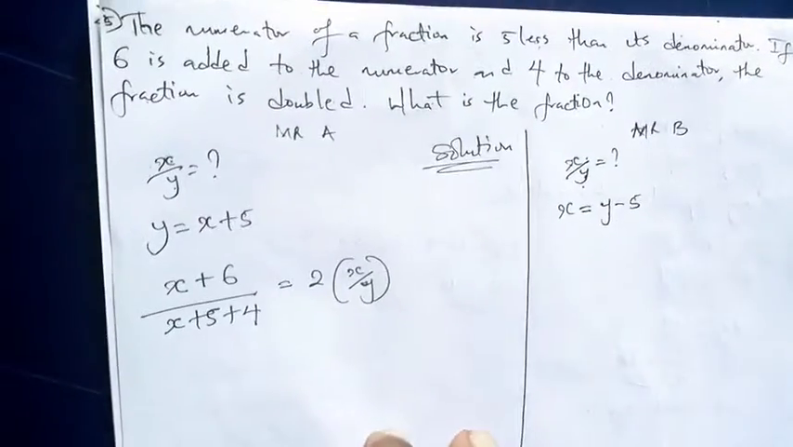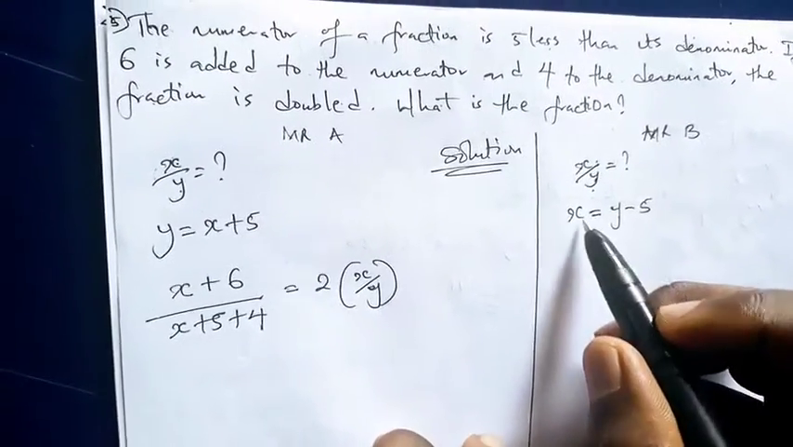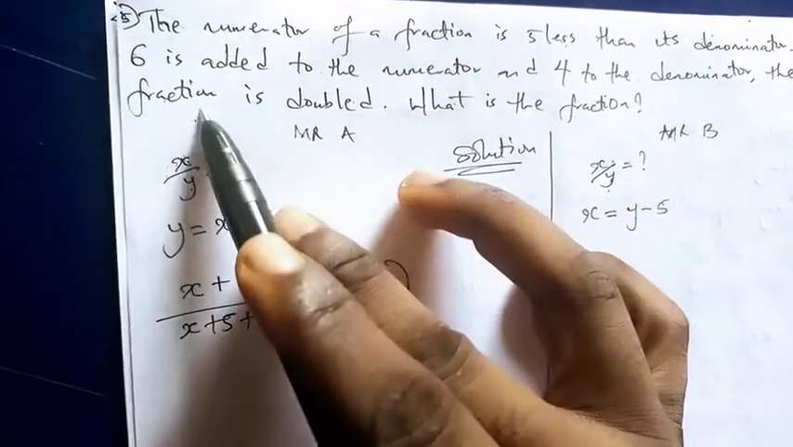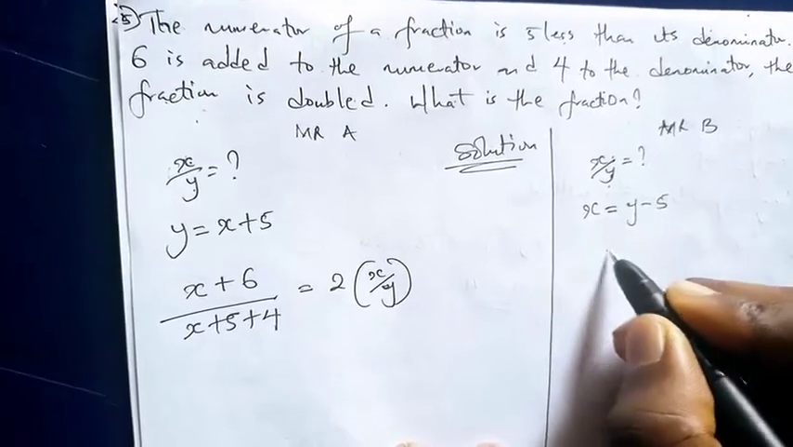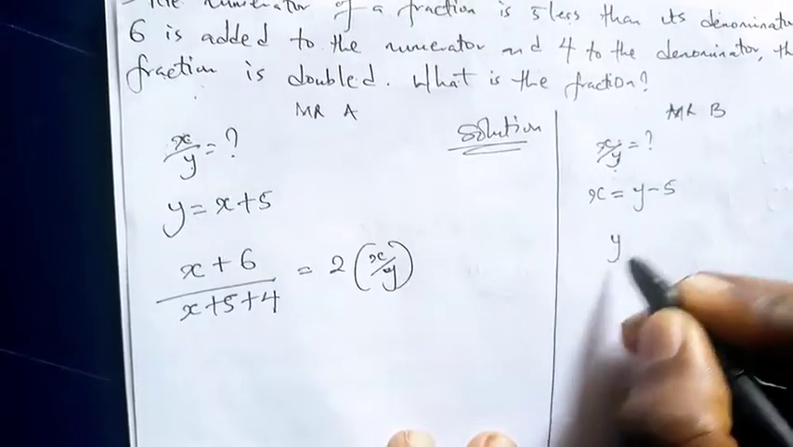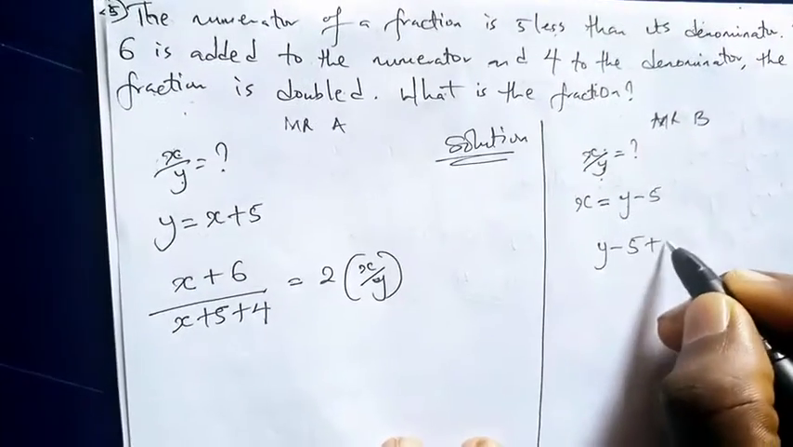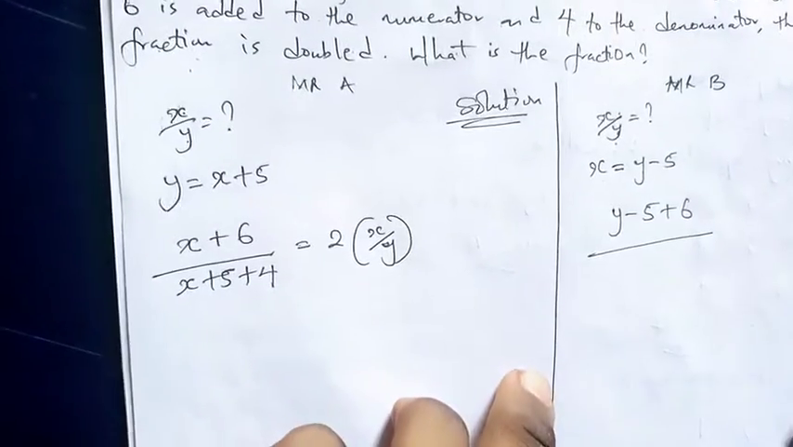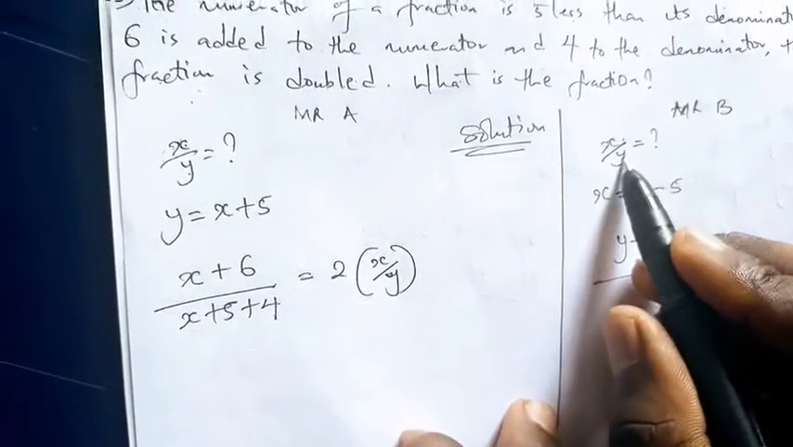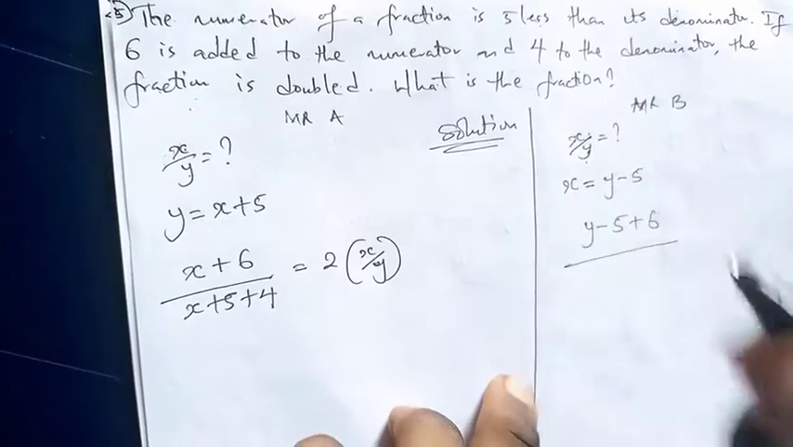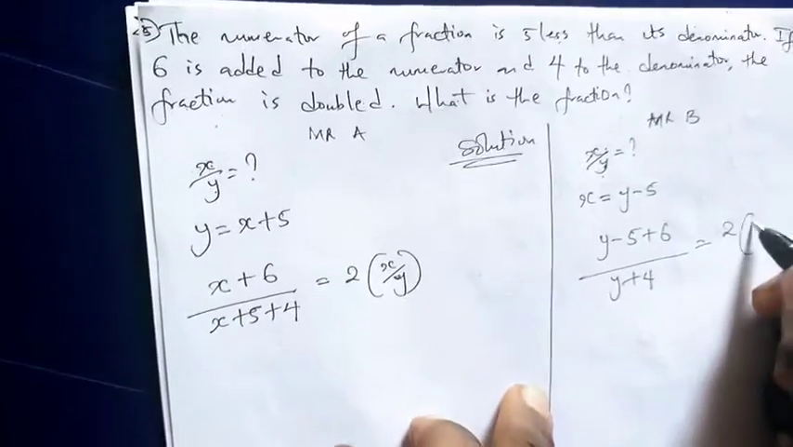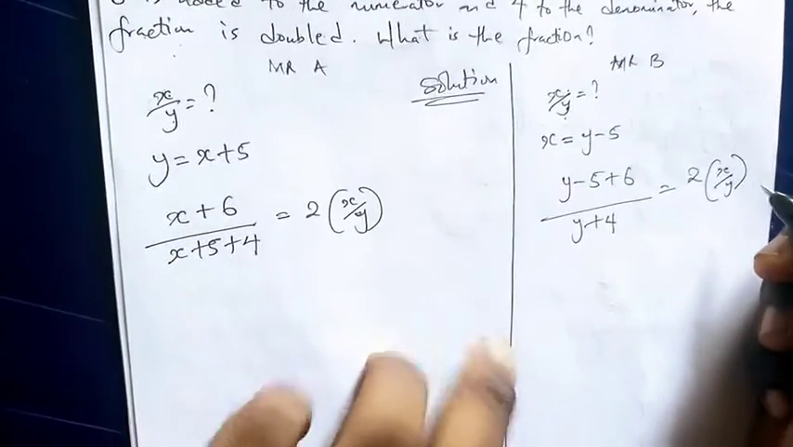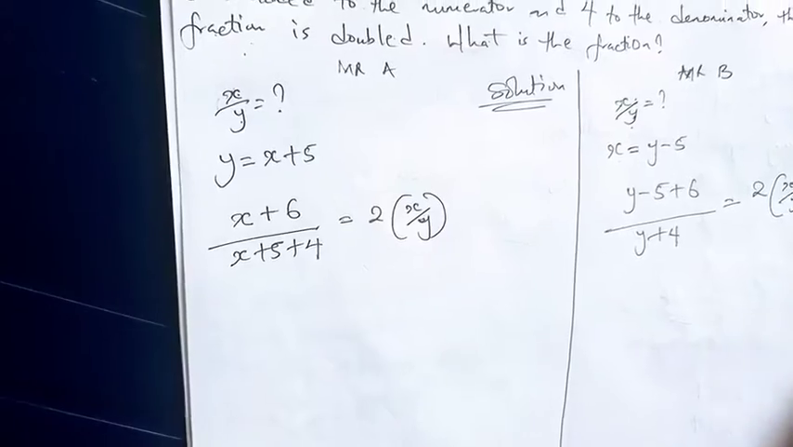So Mr. B, on the other hand, says, okay, if I add 6 to the numerator, this becomes Mr. B's new numerator, y minus 5 plus 6. And he adds 4 to the denominator. The denominator is still y, so plus 4. What happens? The fraction also doubles. So this is what actually happens.